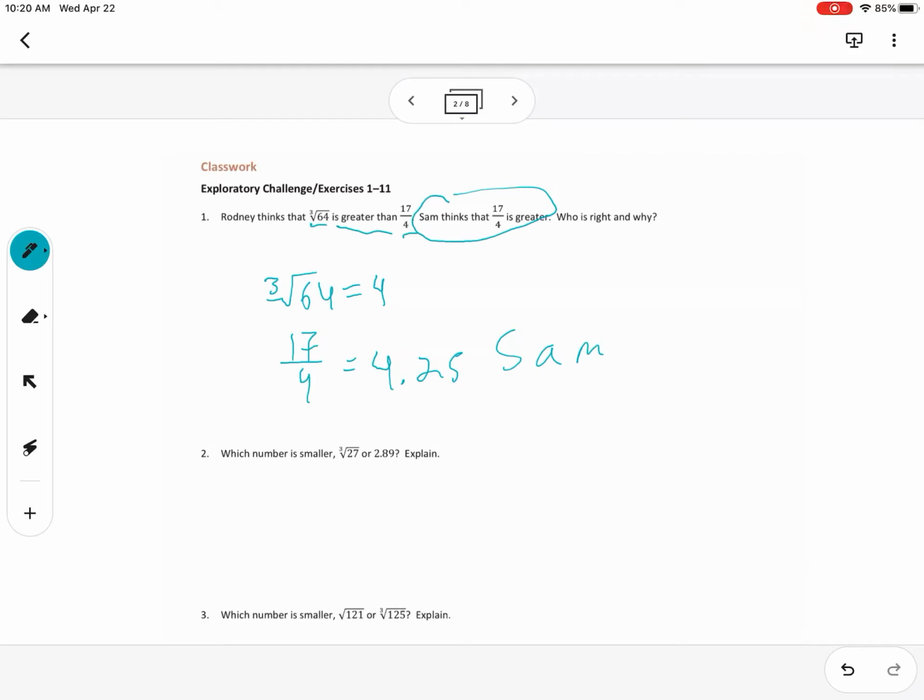Okay. Now that we're back, we're going to just check our answers. Number 2 says, which number is smaller? And that's key too, to keep in mind of what they're asking you. The previous one asked which one was larger. This one's asking which one is smaller. So is it the cube root of 27, or is it just the number 2 89/100ths?